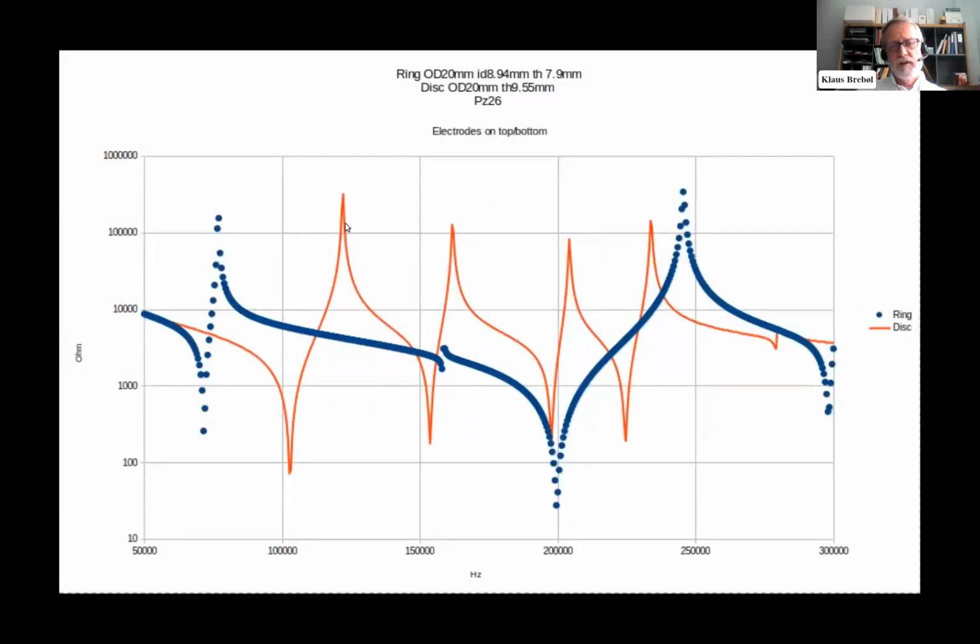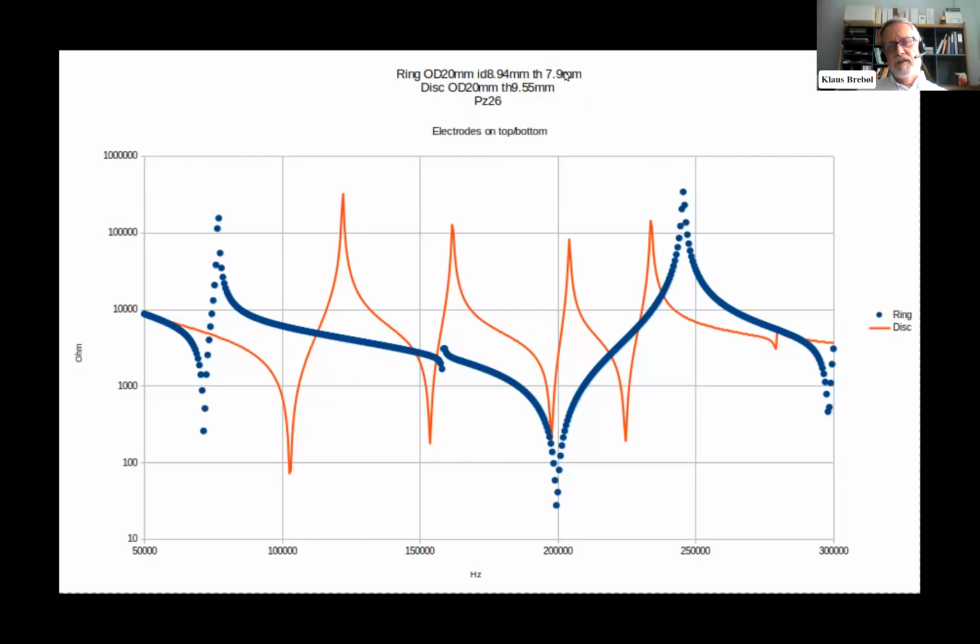We have the original disk in the background, and then we have a ring simulated here. This is the blue curve, which I don't know if you can see it. I have something on top of this, but okay, here we are. The original disk was 20 millimeters in diameter and around 10 in thickness. The ring is 20 millimeters in diameter again, a little bit less in thickness, and there is a hole in the disk of approximately 9 millimeters.